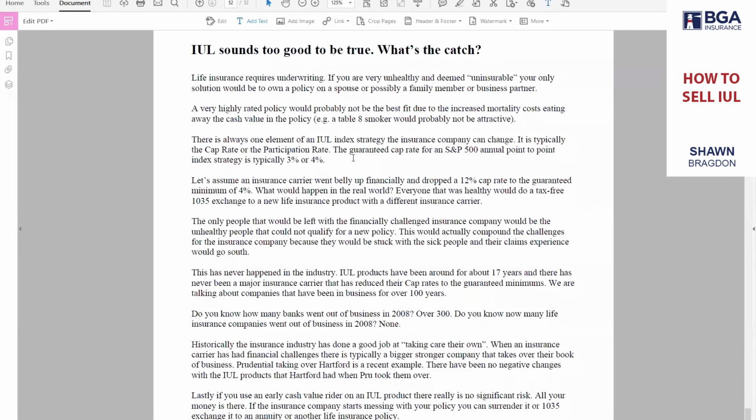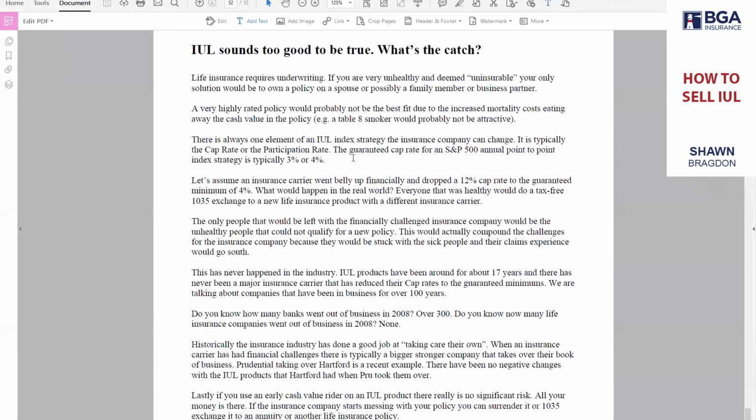The other risk that you have is the cap rate or the participation rate of an index strategy. One or the other is not guaranteed at the level that you're currently enjoying. If you have a product that has a 12% cap on an S&P 500 index strategy, the guaranteed cap might be only 3%. And if the insurance company decided to reduce that to the guaranteed minimum, your product is not going to perform. It's going to be horrible. But in the real world, this has never happened.